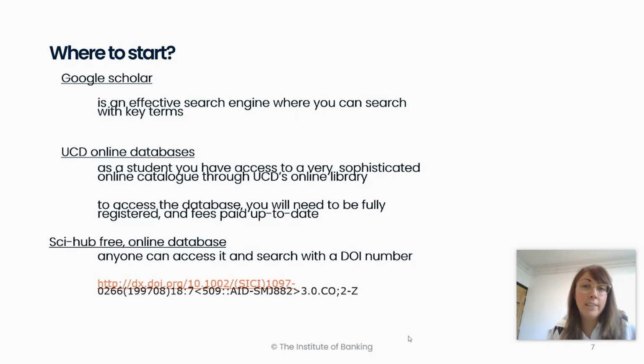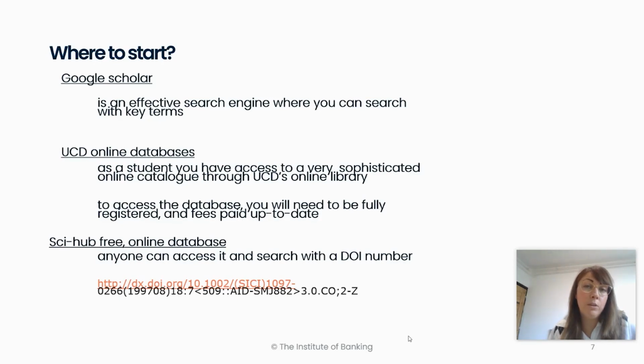You have access to them because you're a student of UCD, but your fees need to be paid up to date. If you have any issues, you need to talk to your program manager about that. Or if you're looking for a particular article, you can find it by the DOI number on Sci-Hub, which is a free online database, again a very sophisticated database, and anyone can access this.